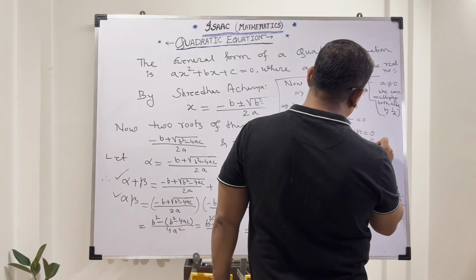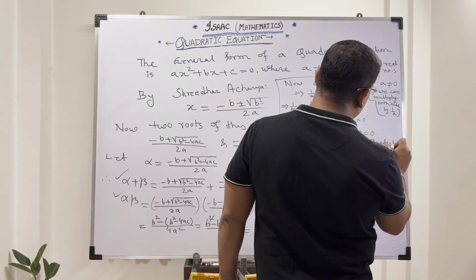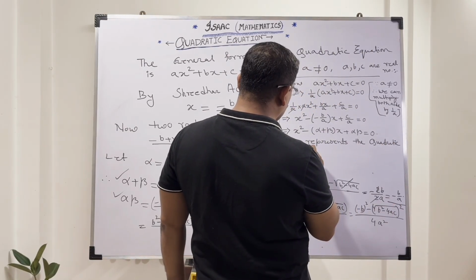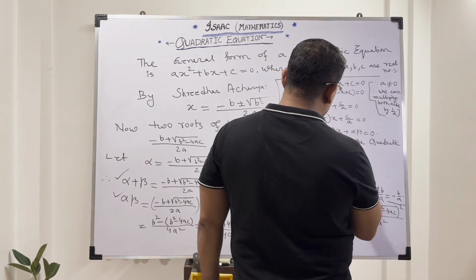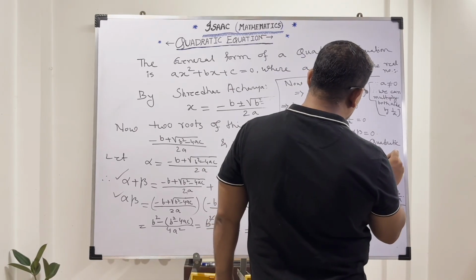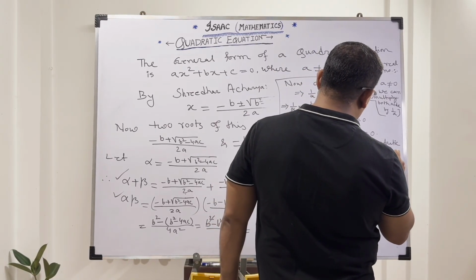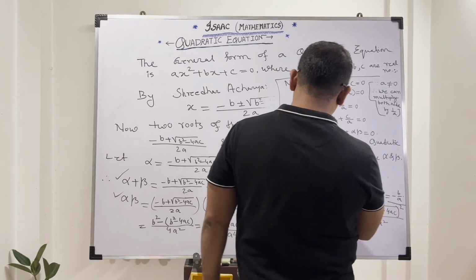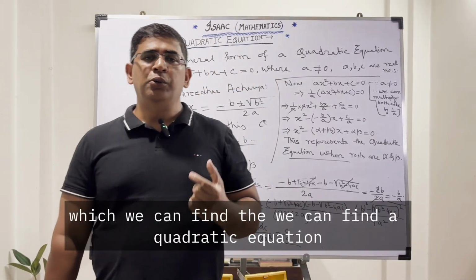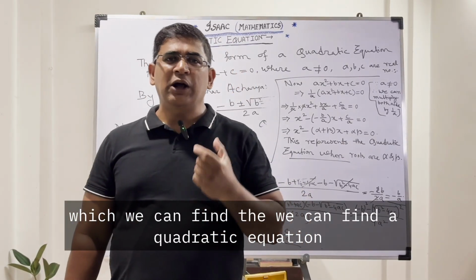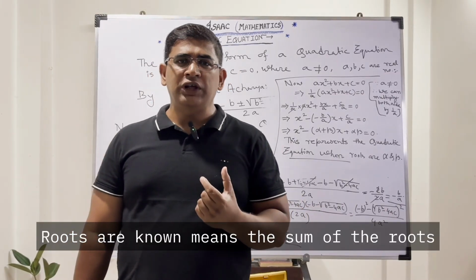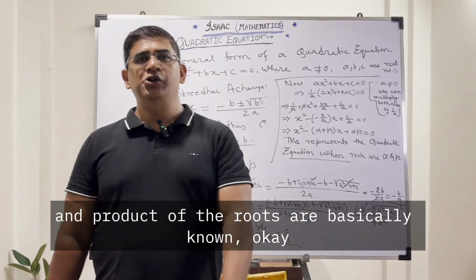Now this represents the quadratic equation when roots are alpha and beta. So this is the form by which we can find the quadratic equation when its roots are known. Roots are known means the sum of the roots and product of the roots are basically known.